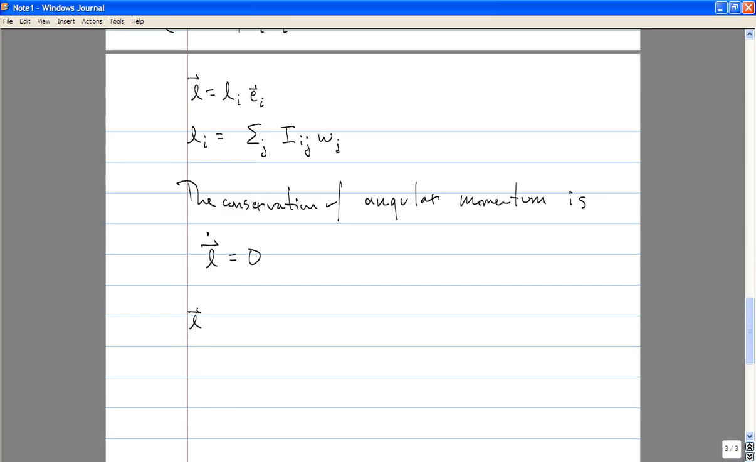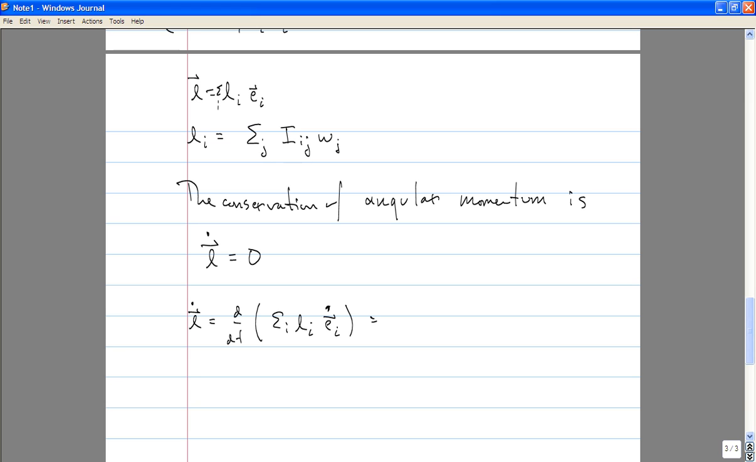So L vector dot is the time derivative of the sum over i. Sorry, there was a sum over i here. I always forget my sum over i's. At this point, you're probably used to putting them in by yourselves. It's the sum over i, Li Ei, which is the sum of two terms.